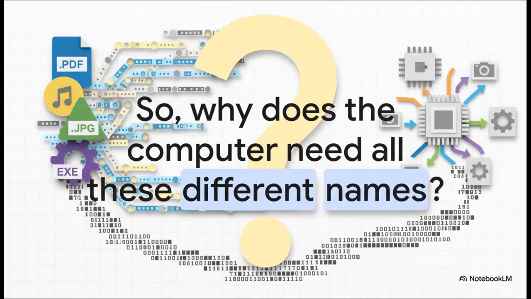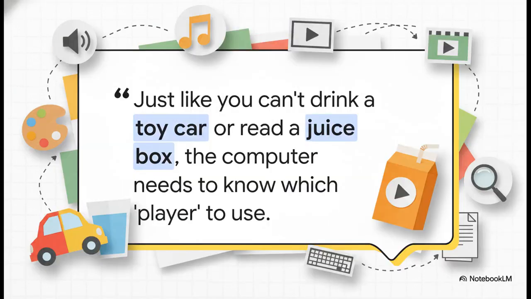Okay, you might be wondering, why all these different names? Why can't we just have one code for everything? That's a great question. And there's a very, very good reason for it. And it all goes back to our mystery bag. Think about it. You wouldn't try to drink the toy car, would you? Of course not. That would be silly. Well, the computer is the same way. It needs to know which player or program to use for the right kind of file.